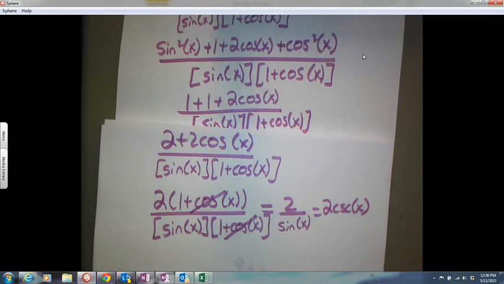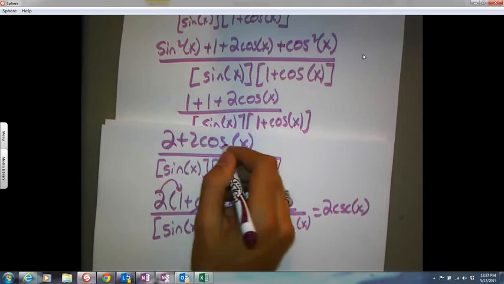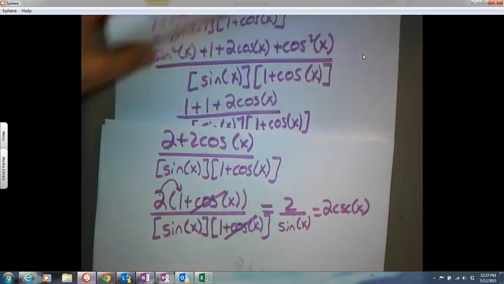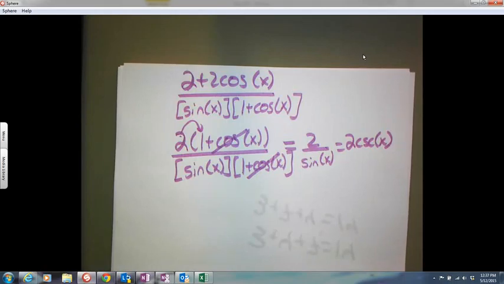Question. George. So why does the 2 plus 2 cosine turn into 2? Because this is really just 2 times 1 is 2. 2 times this is 2 cosine. I just factored out the 2. Questions? Brianna? Yeah. So again, the exact same rationale, yes. Okay.